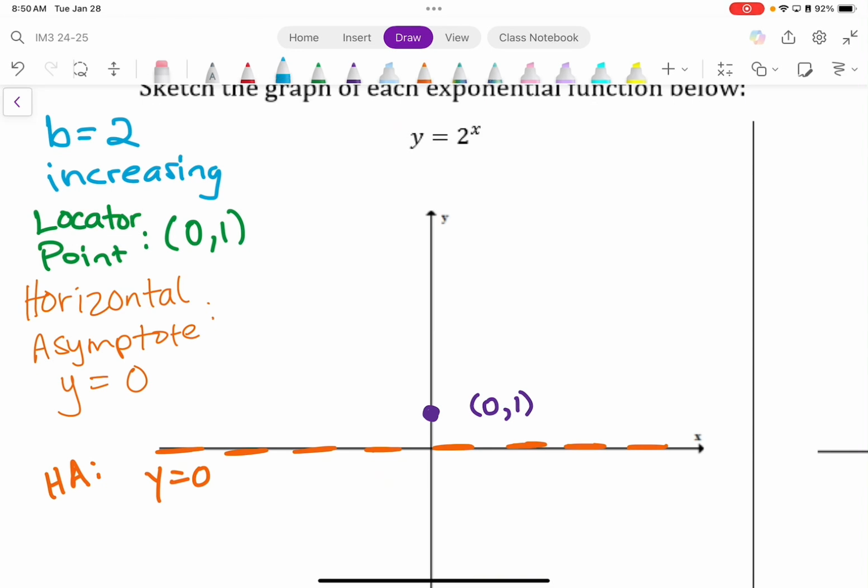All right, lastly, we have an increasing function. So it's going to go up. We're going to go from the bottom to the top. Now, when you draw this, you want to start out close to the x-axis, and then as soon as you hit your locator point, you want to start to go up, like immediately up, like this.